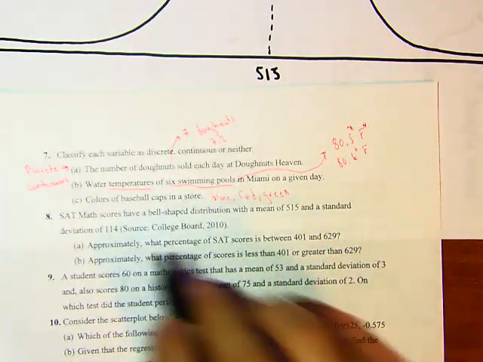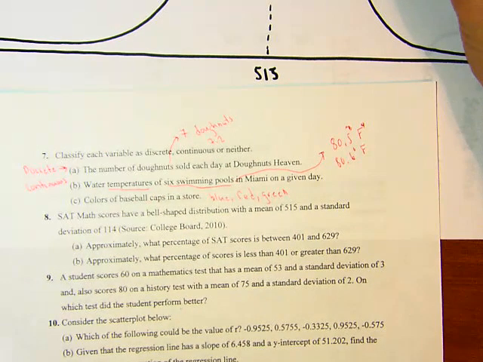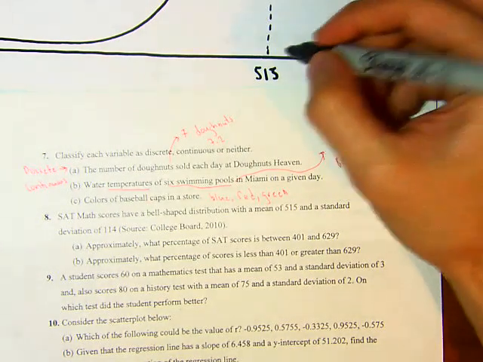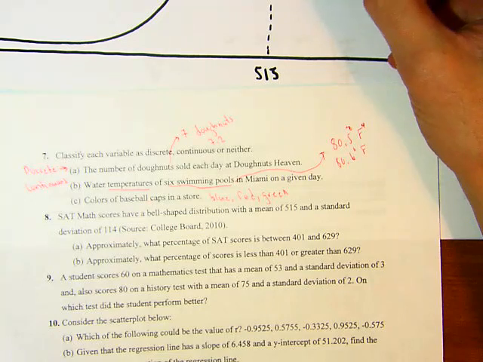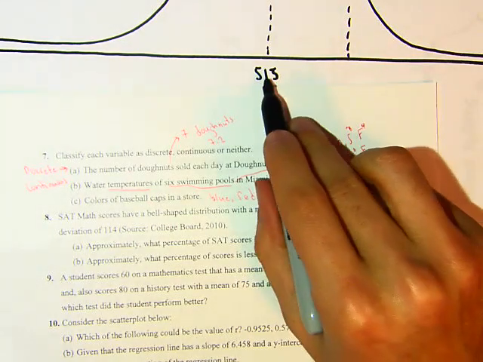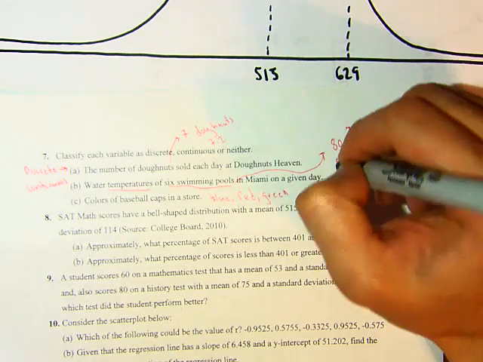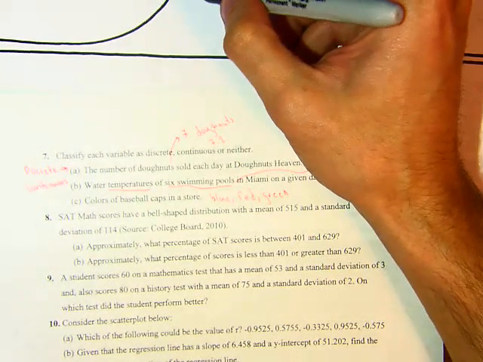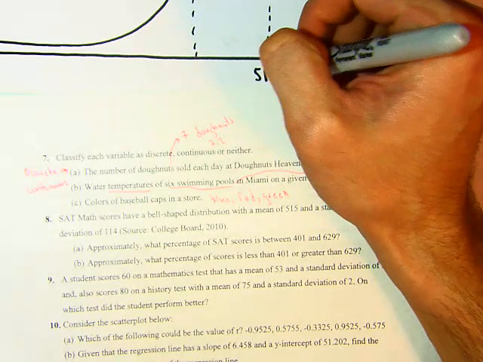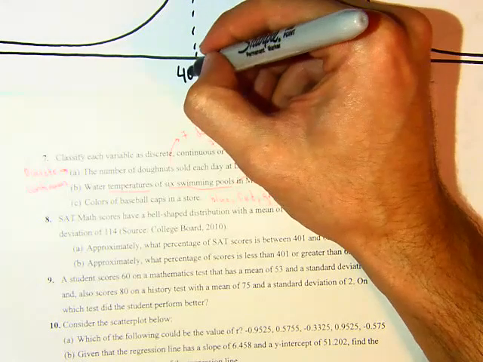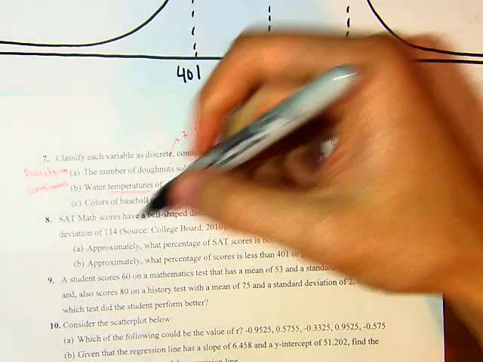And if I know that x bar is 515 and s is equal to 114, so if I go 1 standard deviation to the right, I have to do 515 plus 114, so that's 629. And if I go 1 standard deviation to the left, then this is 515 minus 114, and that's 401. Okay?